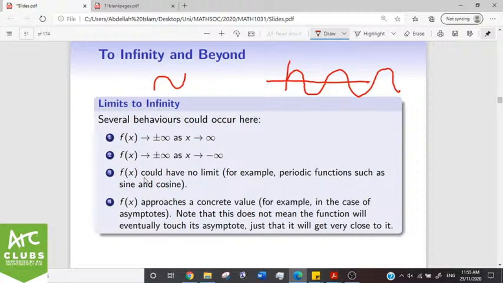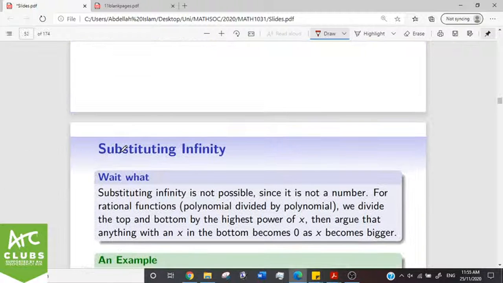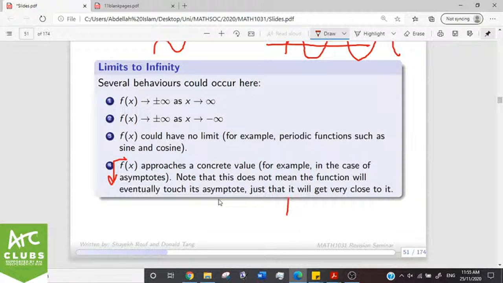And the one that's really nice is when f approaches a concrete value, of course, when the limit does actually happen at infinity. So what this kind of looks like in a graph is something like that. Maybe this is the number 3, so then this graph will eventually approach 3.